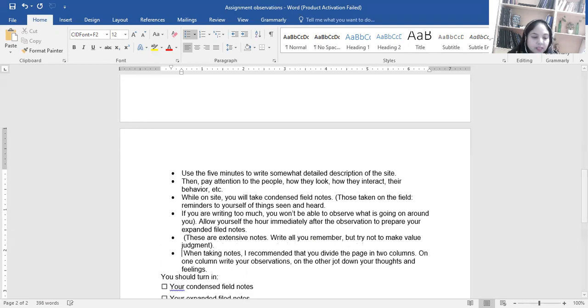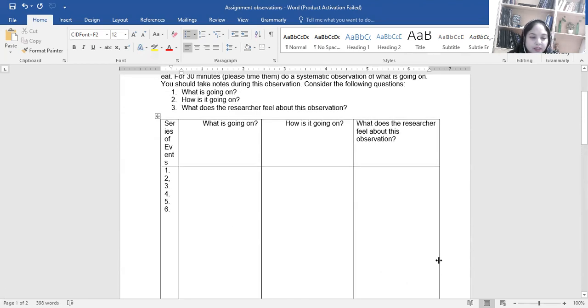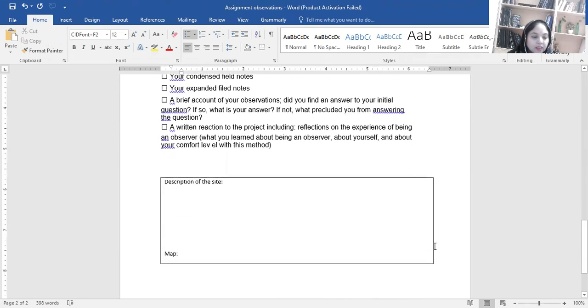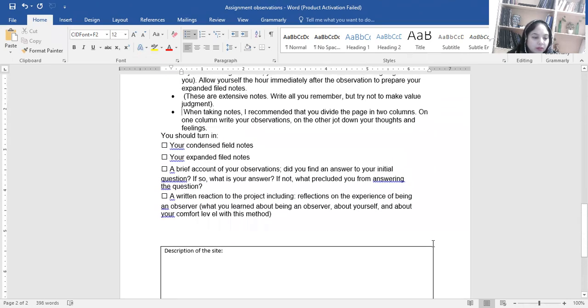आपने यहाँ पे कोई subjective चीज नहीं लिखी। When taking notes, I recommend that you divide the page in two columns. On one column write your observations, और दूसरे कॉलम में अपने थॉट्स लिखे, जैसे हमने यहाँ किया है। ठीक है जी। और then when you turn in your condensed field notes, मैं देखना चाहूंगी your expanded field notes, जो कि आपने बाद में आके लिए a brief account of your observation.